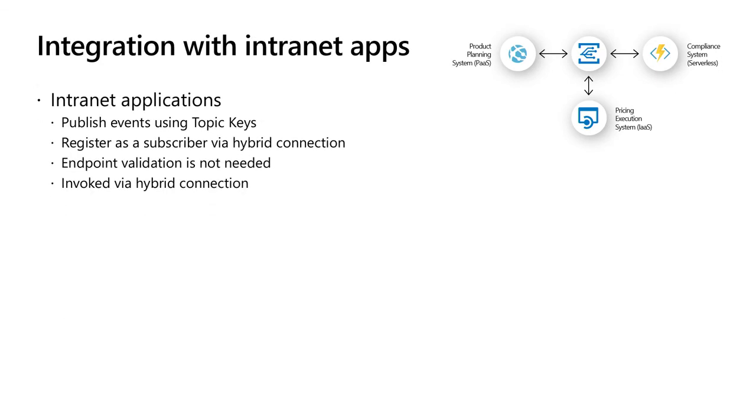So let me get started with how we do it for intranet applications. Intranet application publishing is exactly the same as PaaS or serverless. You publish via topic keys. Your registration will have to use something like a hybrid connection over a relay service. If you are connecting to on-prem, a relay service is a way to connect to all the on-prem resources. So your relay service or hybrid connection will be registered as a subscriber to Azure Event Grid itself. From there on, Azure Event Grid will be able to put in an event, and that event will be processed by your listener. I'll go a little bit more detailed on how this actually works.